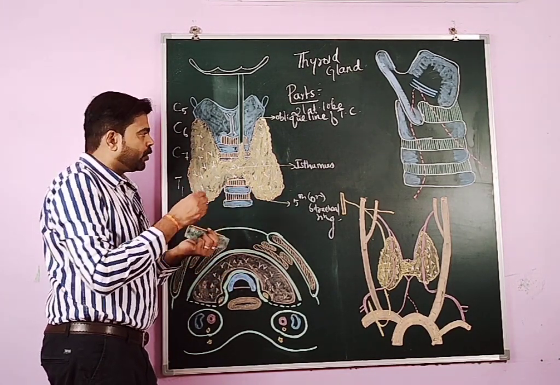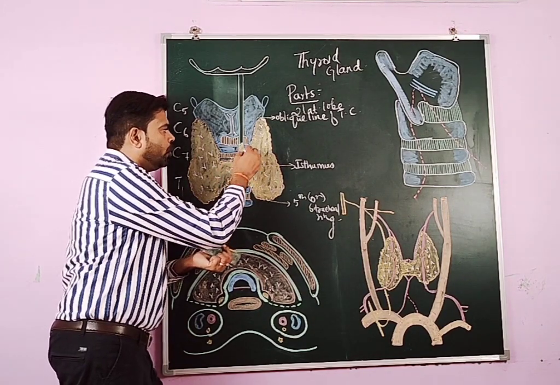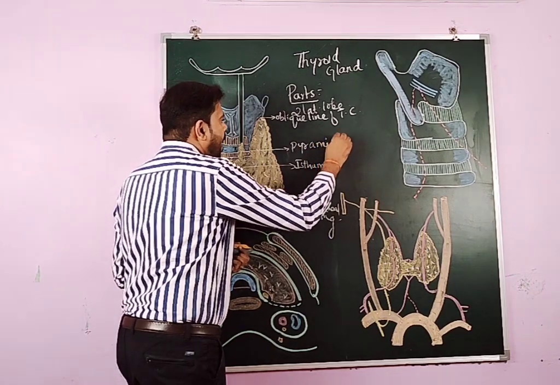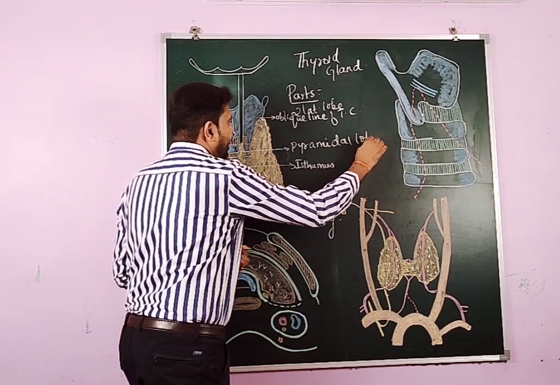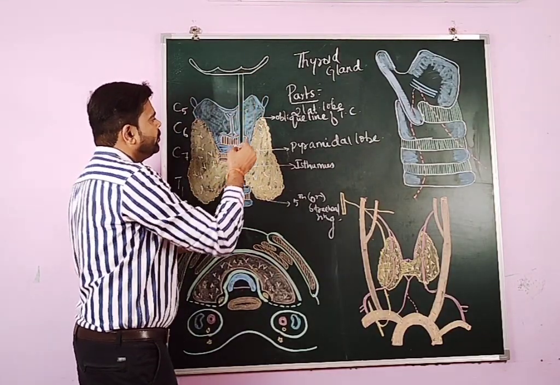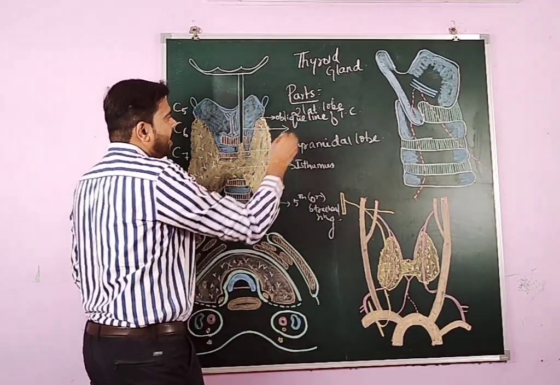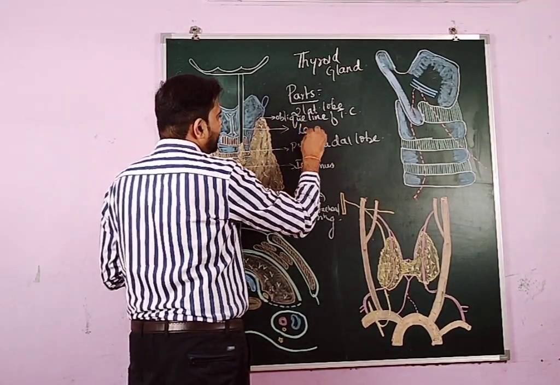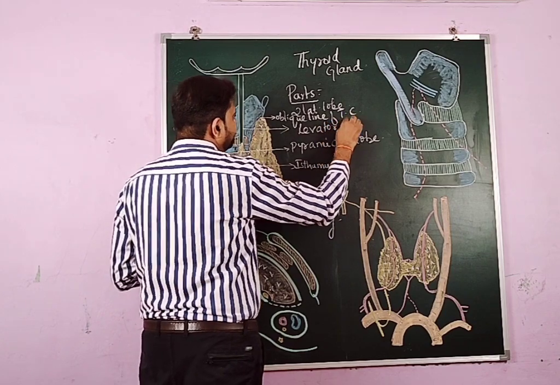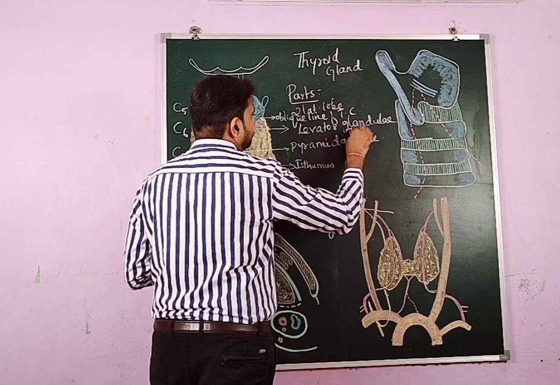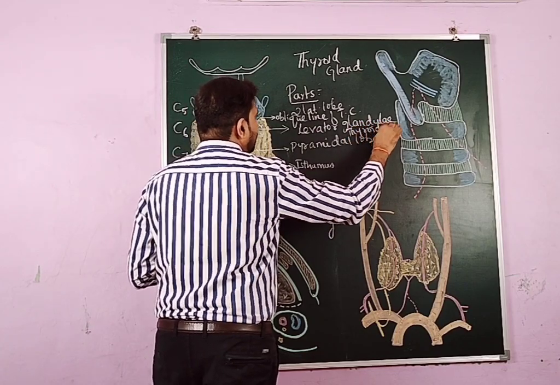You can see one important lobe. This is called the pyramidal lobe. This pyramidal lobe arises from the upper border of the isthmus. It is connected to the hyoid bone by one important band. That band is called the fibromuscular band. What's the name of the fibromuscular band? It is the levator glandulae thyroideae. So this is the muscular band.